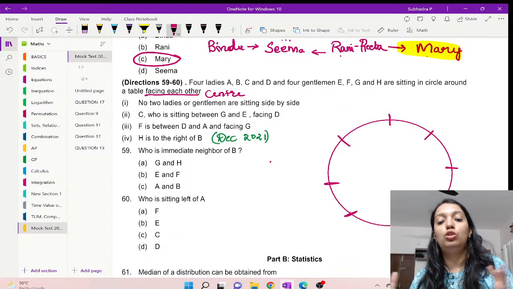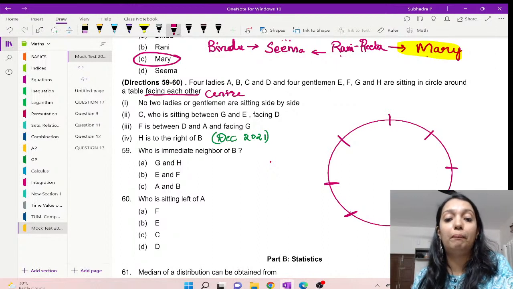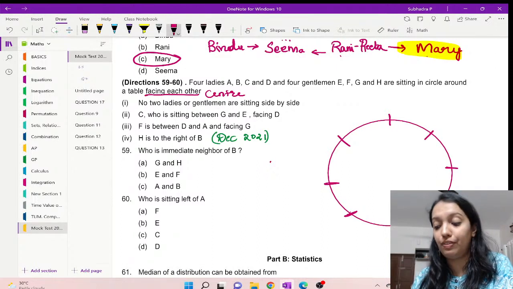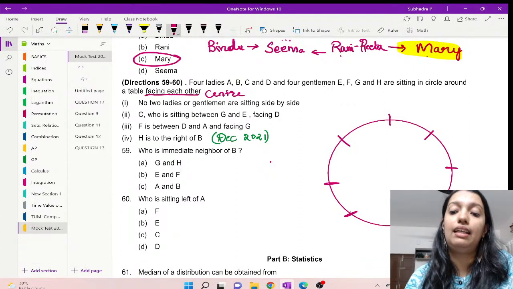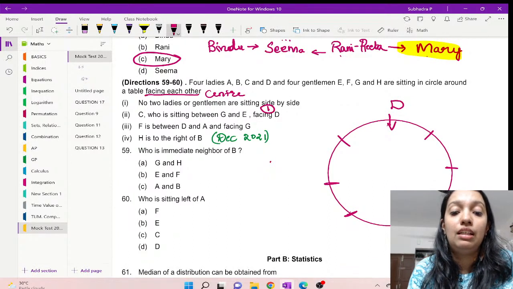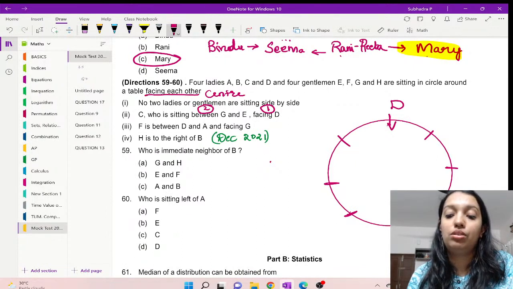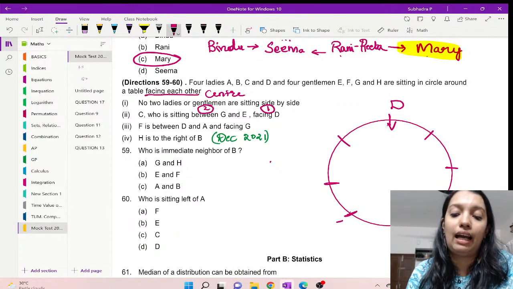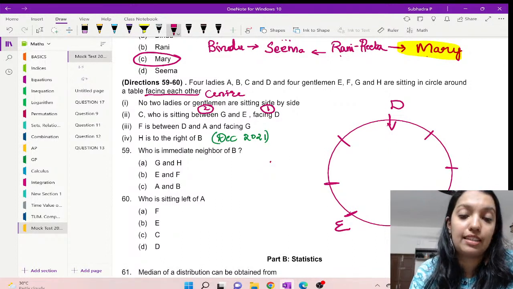No 2 ladies, no 2 gentlemen are side by side. C, who is sitting between G and E, is facing D. Let's assume that this is C. C is facing D, it seems. This is condition number 1. There is one more condition. C is sitting between G and E. So between G and E, C is sitting in the middle. So condition 2 is also satisfied.